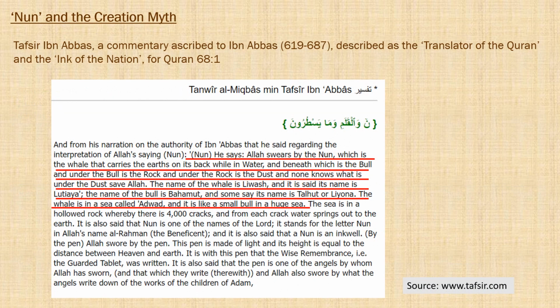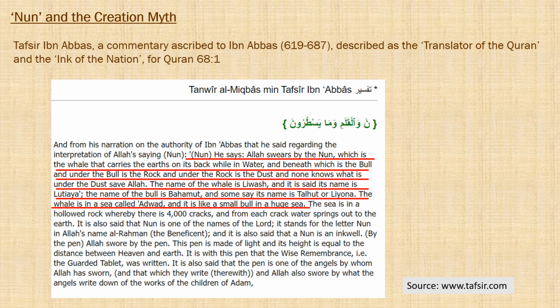The purpose of describing the aforementioned is because within early Islamic creation myths, the fish is central to the earth's creation. It is a subject that is not known to many Muslims and is a source of embarrassment to those who do. For example, found in Tafsir Ibn Abbas, the link is provided below, a commentary ascribed to Ibn Abbas. There is a link below of an article by Islam Online where he is described by Muslims as the translator of the Quran and the ink of the nation.